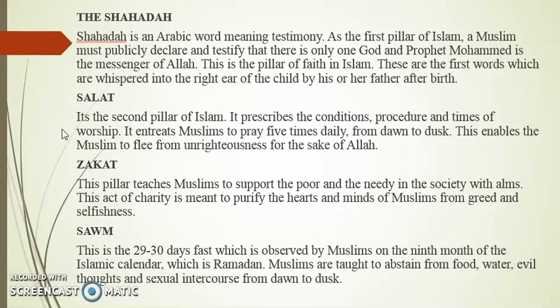In certain areas, people can even give a portion of their wealth to charity. Muslims are good at giving. Now we have the fourth pillar of Islam, which is the Sawm. This is the 29 to 30 days fasting, which is observed by Muslims in the 9th month of the Islamic calendar, which is Ramadan. Muslims are taught to abstain from food, water, evil thoughts, and sexual intercourse from dawn to dusk.